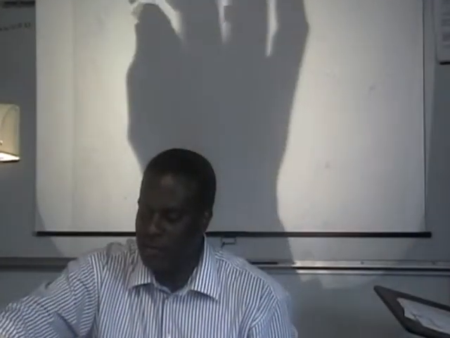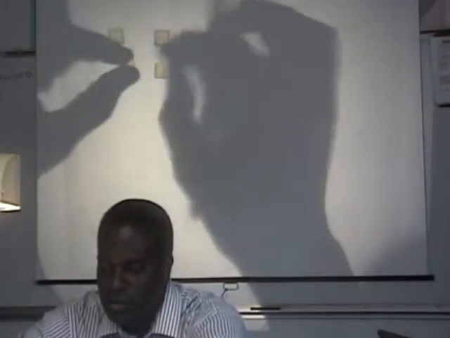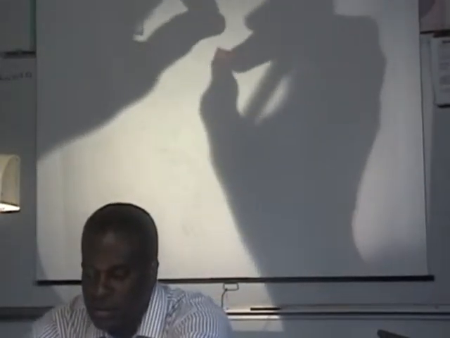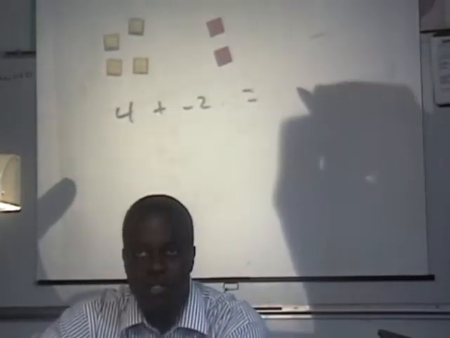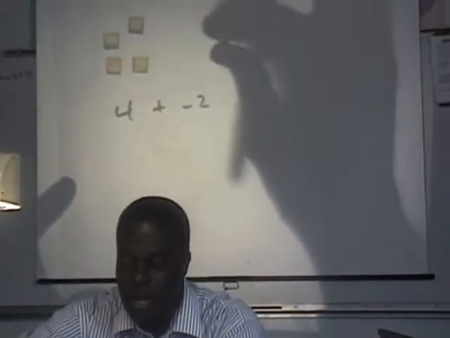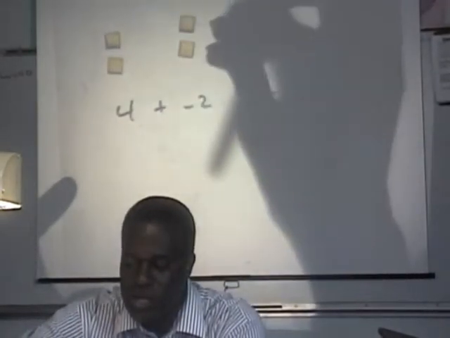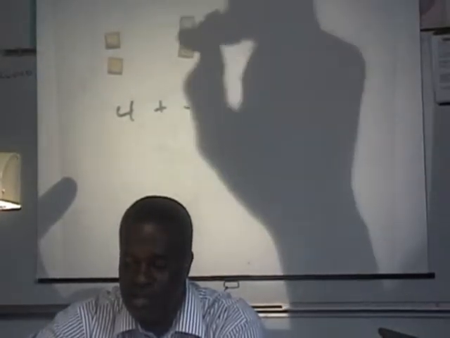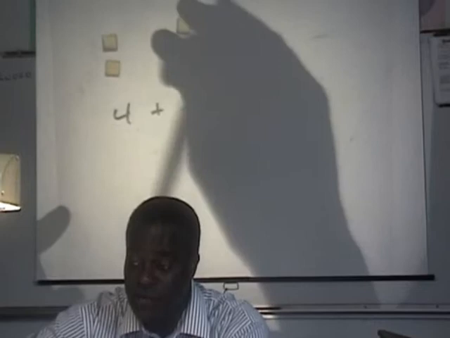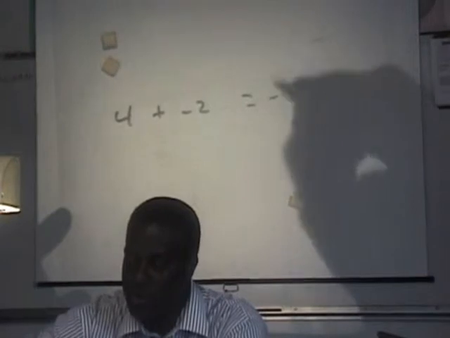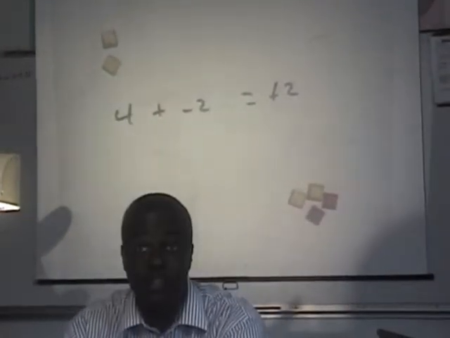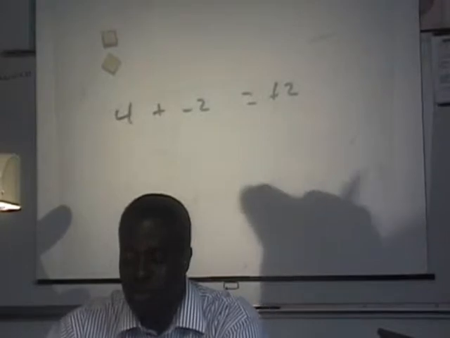Okay, now suppose we have 4 positive 1s and 2 negative 1s. Let's write that out, okay? Isn't that positive 4 plus a negative 2? And how much is that? That is a positive 2, because what happened? 2 of these are opposites, so the 2 negatives cancel out 2 of the positives. What's happening when you take these out? That leaves a positive 2. Very good.